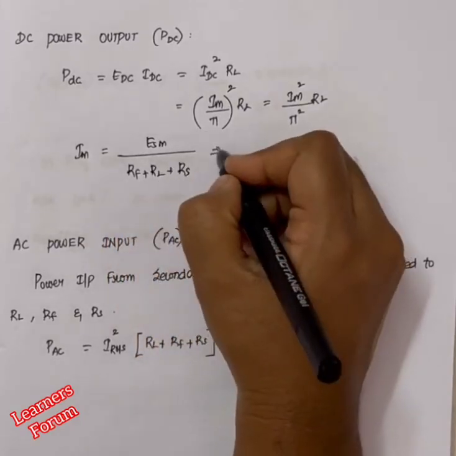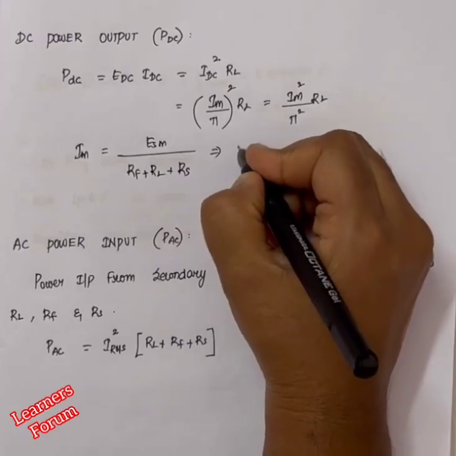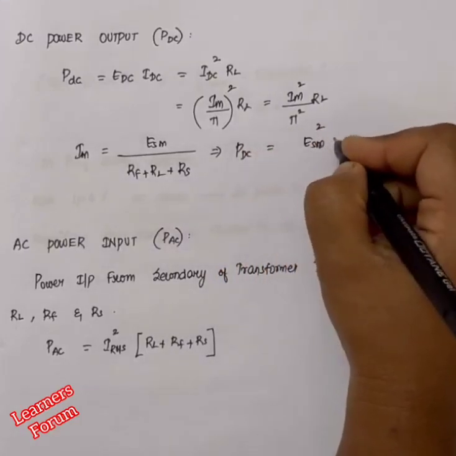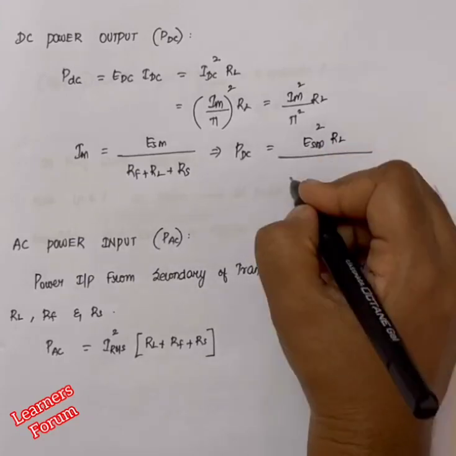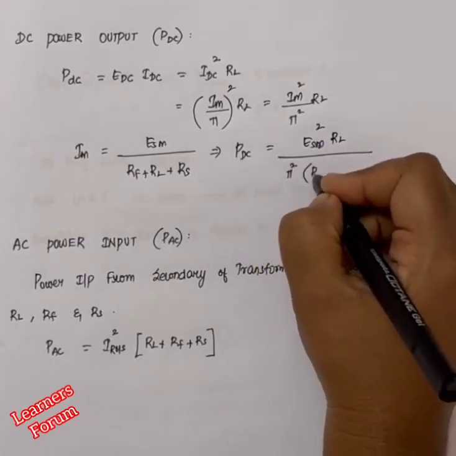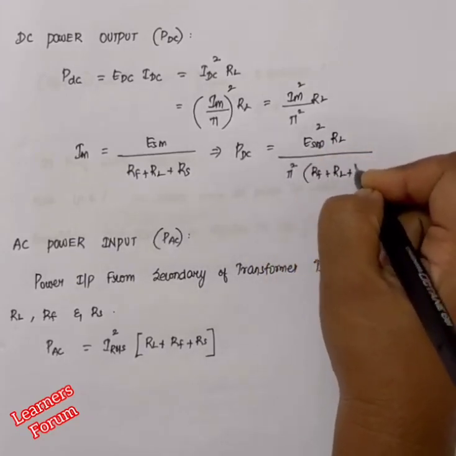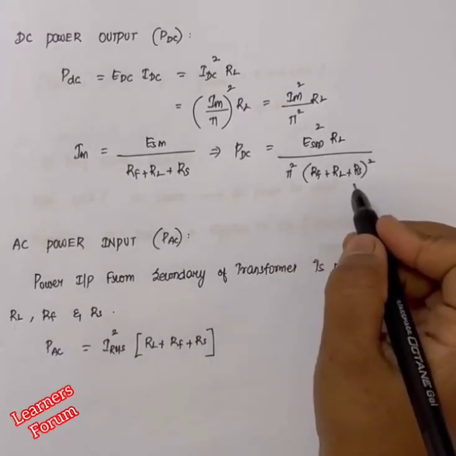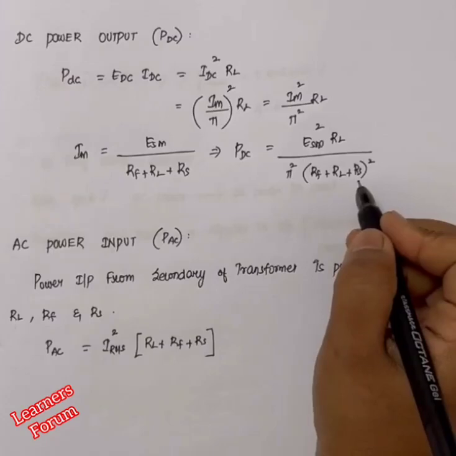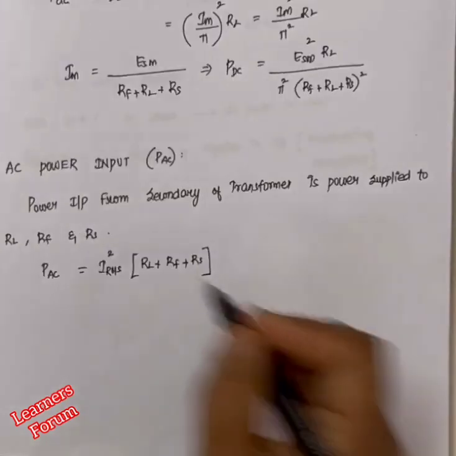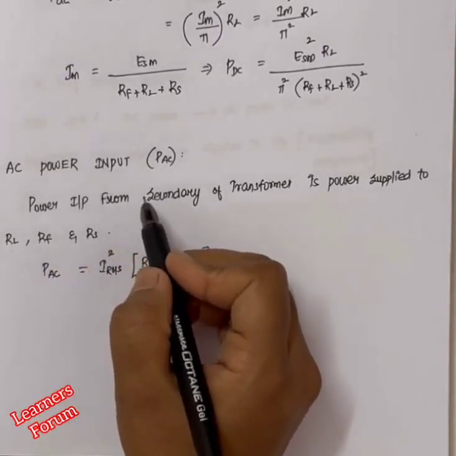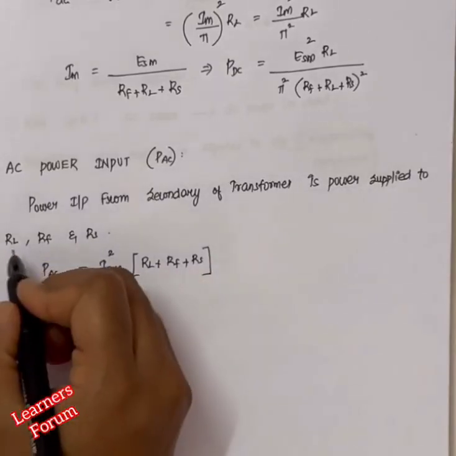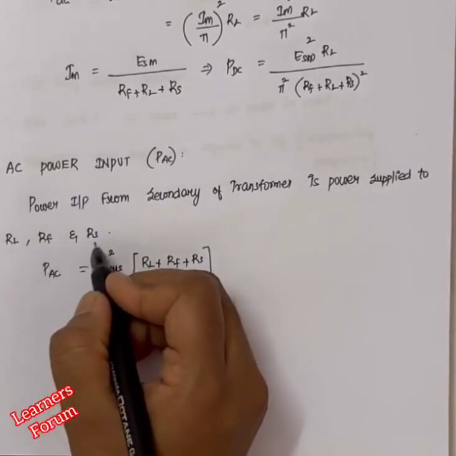So applying that, we will get the net DC power output PDC as ESM square RL divided by pi square into (RF plus RL plus RS) the whole square. So this is the net value of DC power output. Likewise, we can calculate the AC power input also. So the AC power input is nothing but the power input from secondary of transformer, which is applied to load resistance, forward resistance and source resistance.